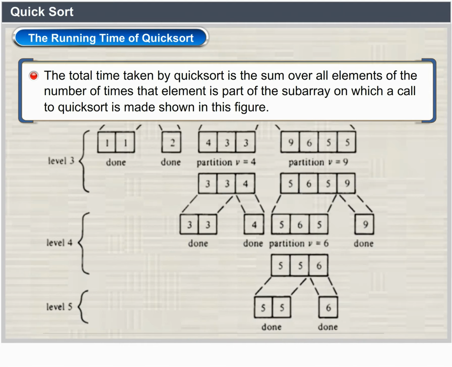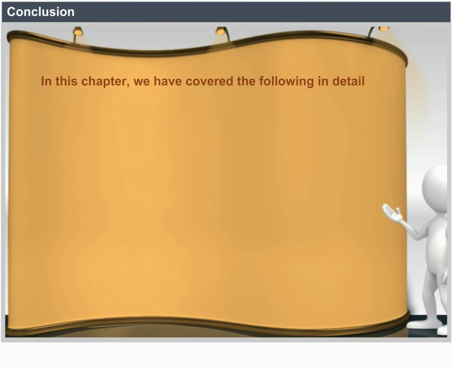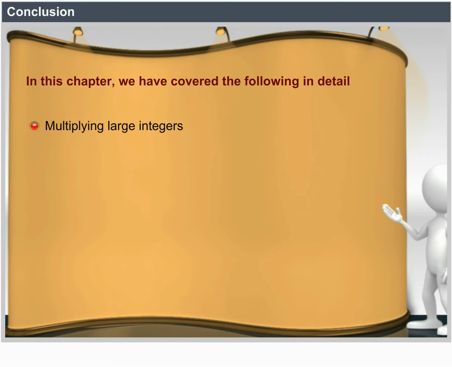Conclusion. In this chapter, we have covered the following in detail: multiplying large integers, binary search, finding the median, quicksort, and matrix multiplication.